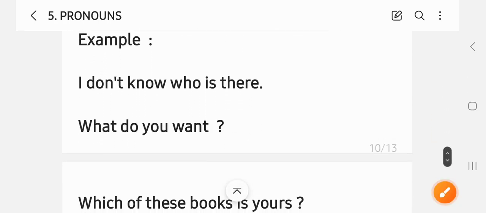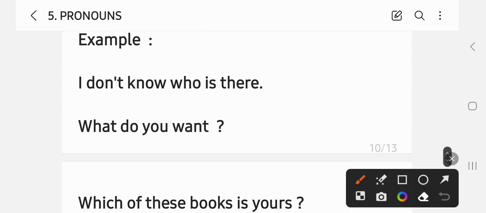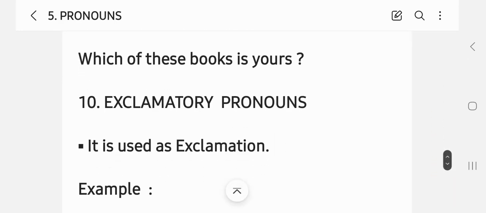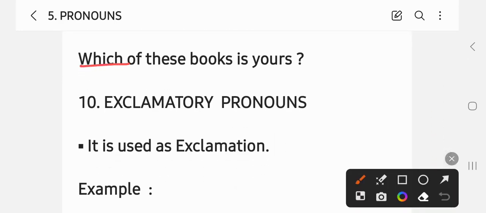Let's take a look at the example. I don't know who is there. So here who is the interrogative pronoun. What do you want? Again here what is the interrogative pronoun. Which of these books is yours? Which is an interrogative pronoun.